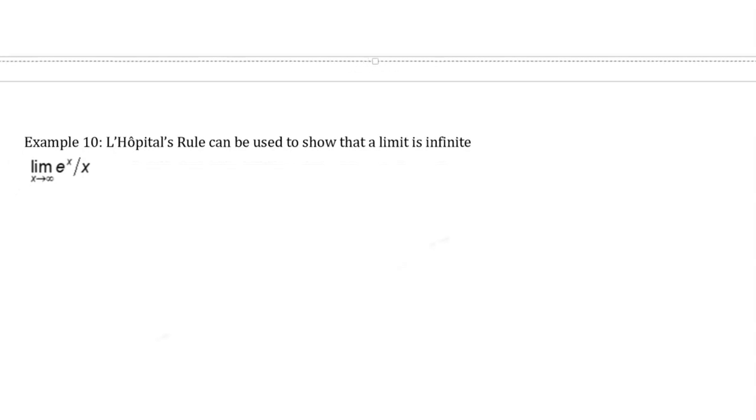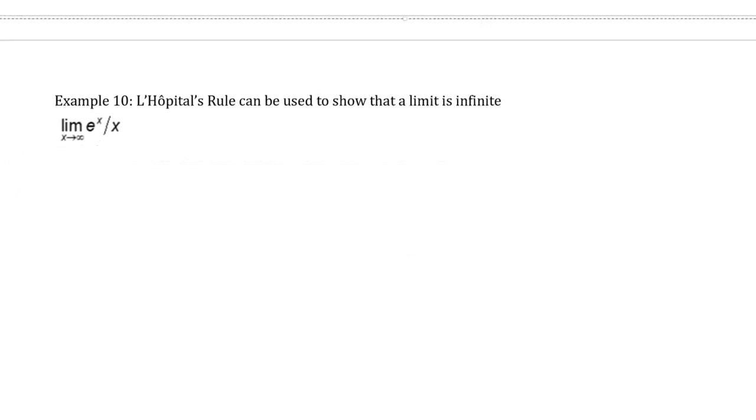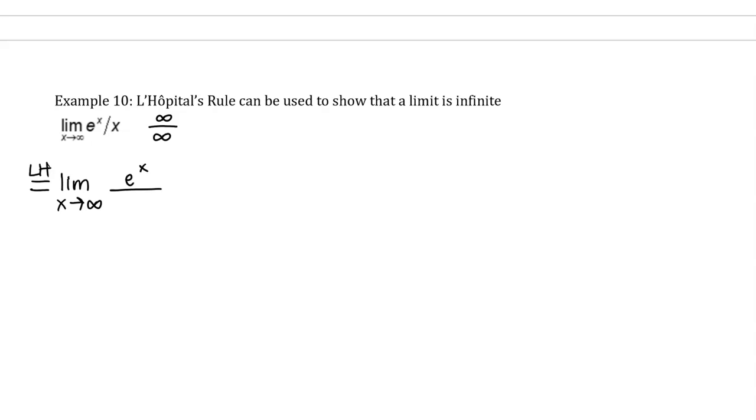In example 10, let's look at another example. If we start off and apply direct substitution, we end up with the indeterminate form of infinity over infinity, which does tell us that we can apply L'Hopital's rule. I'll take the derivative of the numerator. The derivative of e to the x is simply e to the x. And in the denominator, the derivative of x is 1. Now I can apply direct substitution, and we know that as x goes to infinity on e to the x, we get infinity as our answer.